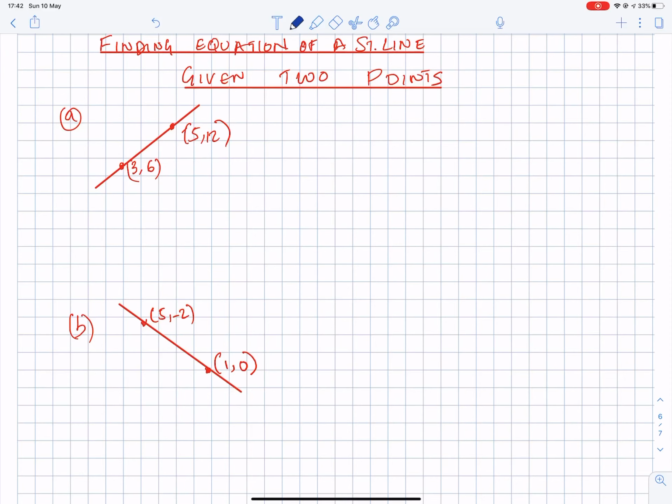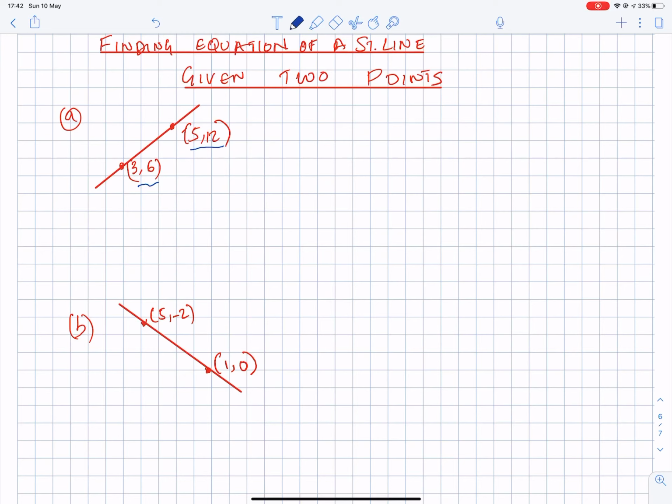Hi, in this session we're going to find the equation of a straight line given 2 points. So we have two questions, A and B. One of the lines is going through the point (3, 6) and the other point is (5, 12). We need to know what is the equation of this line.